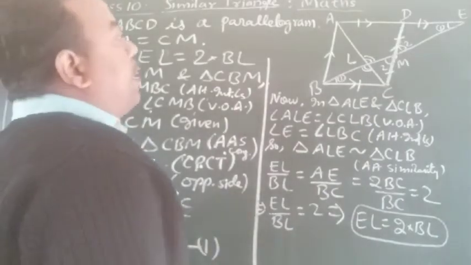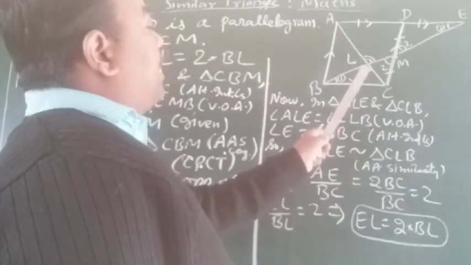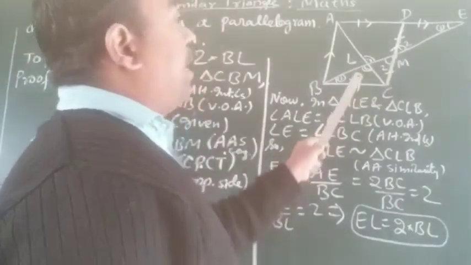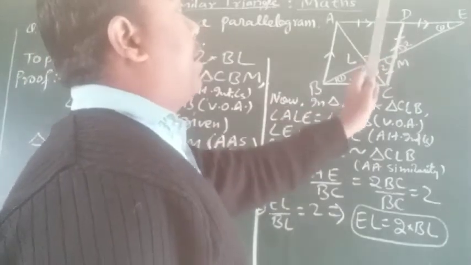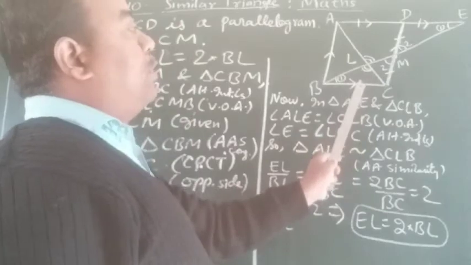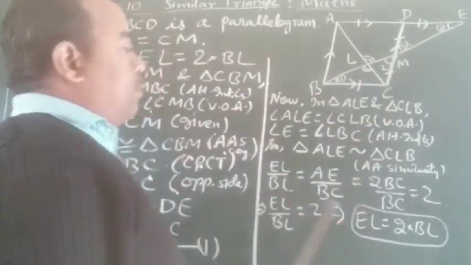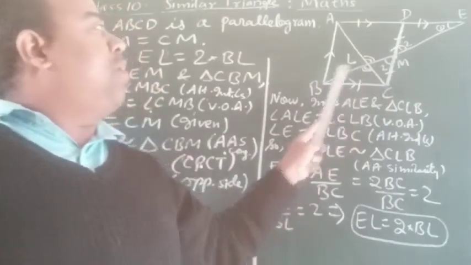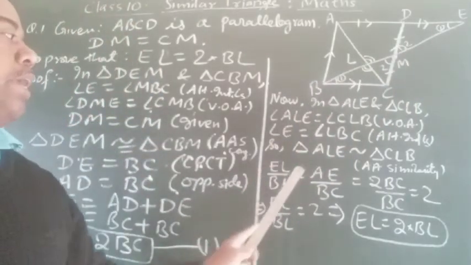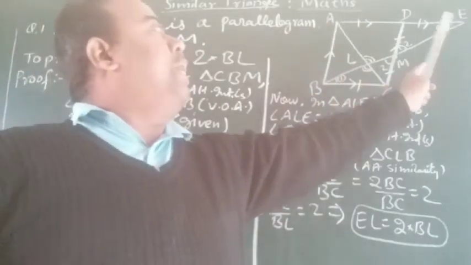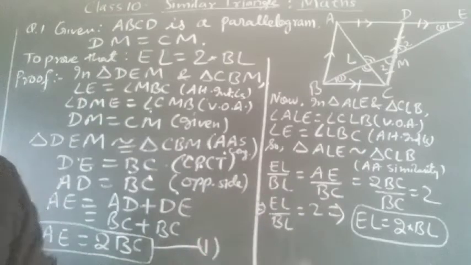If they are similar, we can find the ratio of BL and EL. BL of this small triangle, EL of this big triangle. Then BC and AE. This angle is opposite BC and this angle is opposite AE. So what do I do? EL of the big triangle and BL of the small triangle. EL by BL equal to AE by BC, as AE is the side opposite this angle and BC is the side opposite this angle.